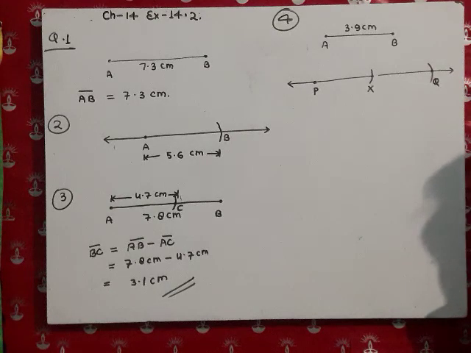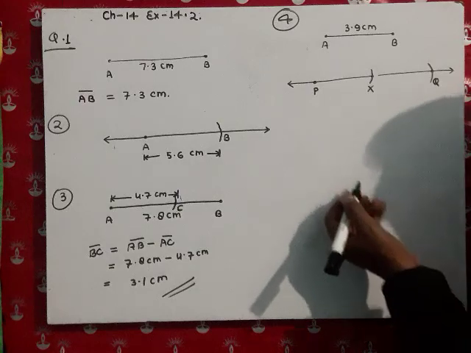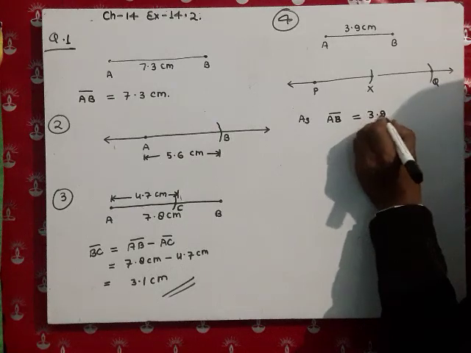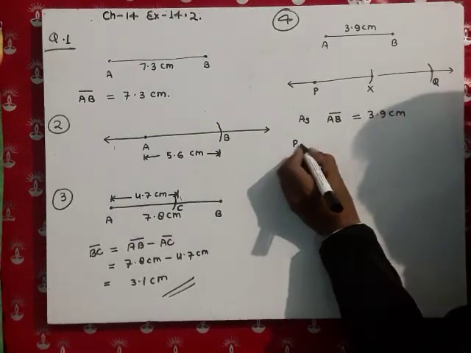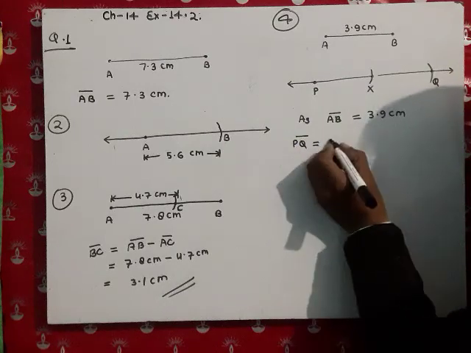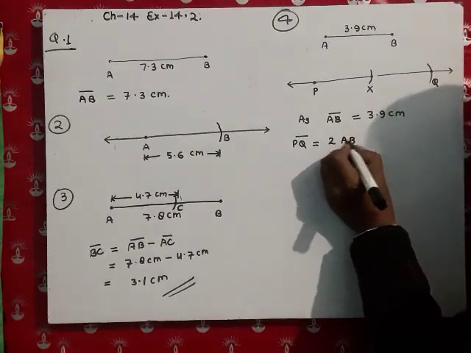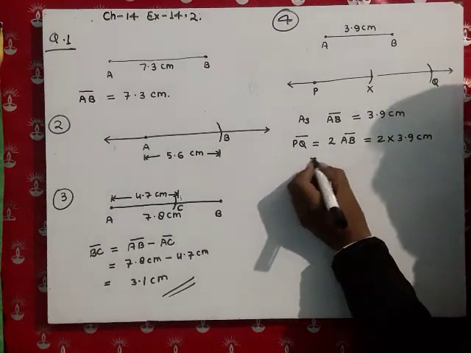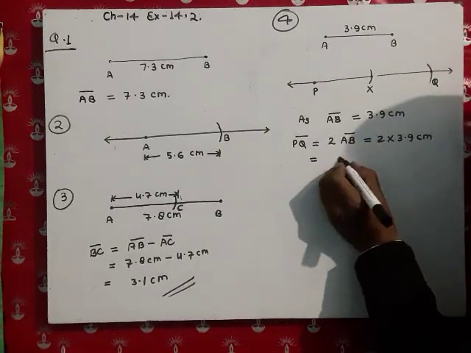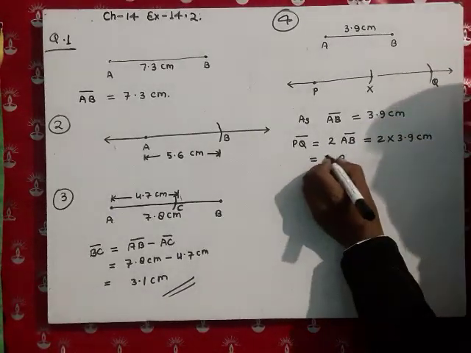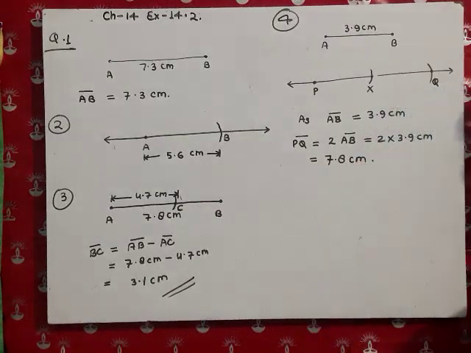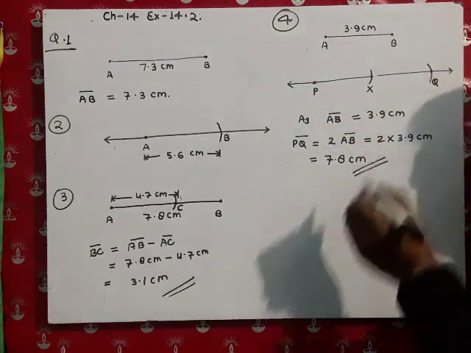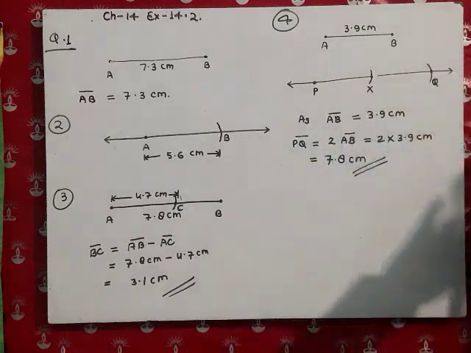Now the question is saying that verify by measurement. So here we are going to measure. Line segment AB is given as 3.9 centimeter. So line segment PQ is equal to twice of line segment AB. So we will write twice of 3.9 centimeter. So it must be equal to 2 9 18, and 2 3 6 plus 1 is 7, so 7.8 centimeter. It must be 7.8 centimeter. Now you have to measure it by your scale. If it is 7.8 centimeter, then your construction is correct.